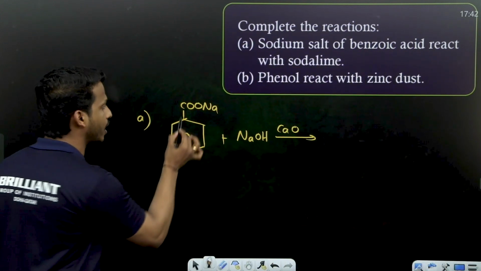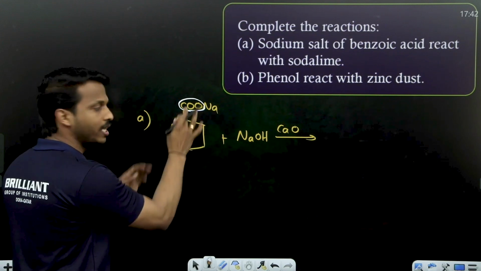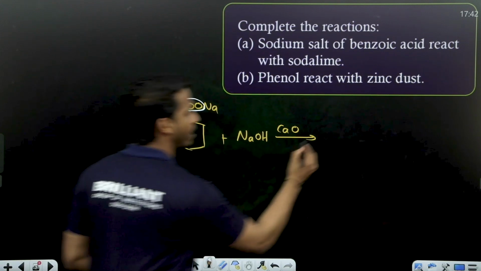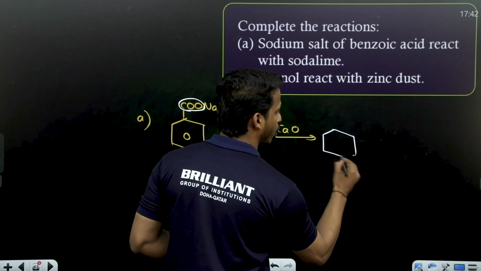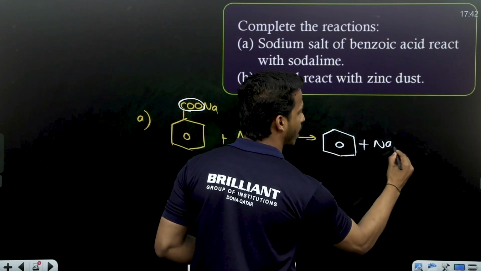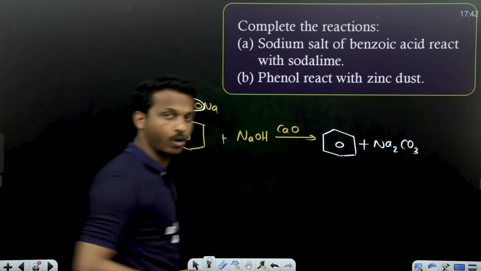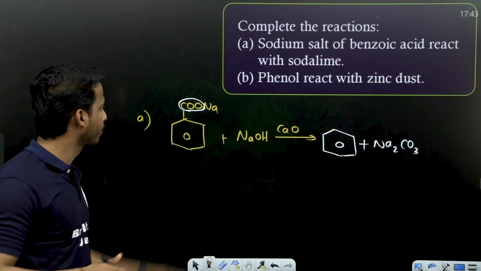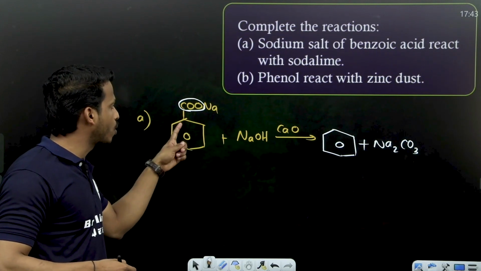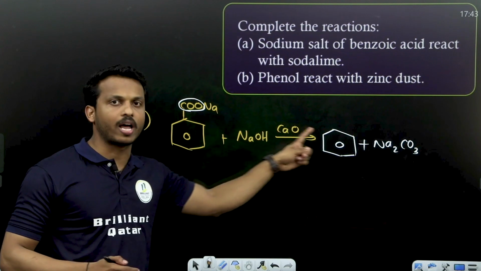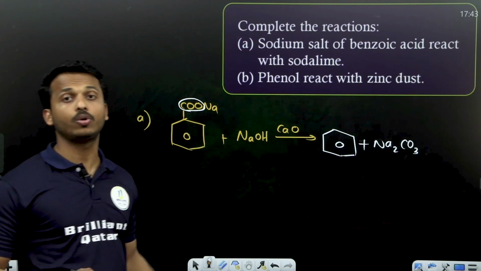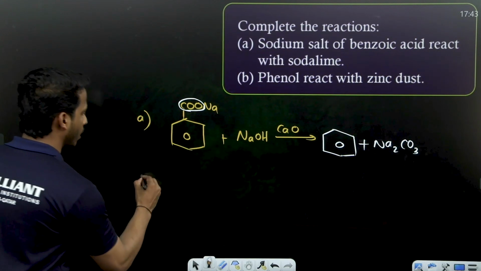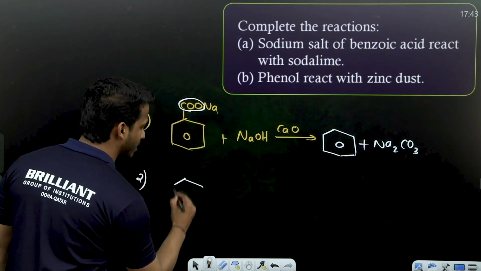What do we mean by decarboxylation? Removal of carbon dioxide. See, this part you cut and remove. What is left? Benzene. You know the byproduct in decarboxylation? Na2CO3. So dear all, it's a direct question for your exam. When the sodium salt of benzoic acid reacts with soda lime, what do we get? Benzene, through decarboxylation.